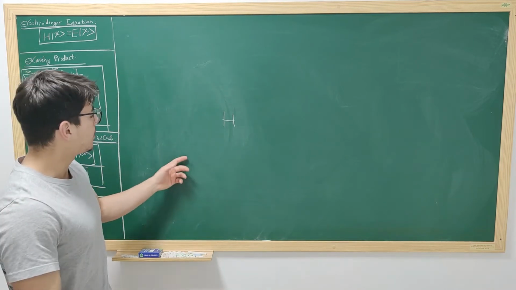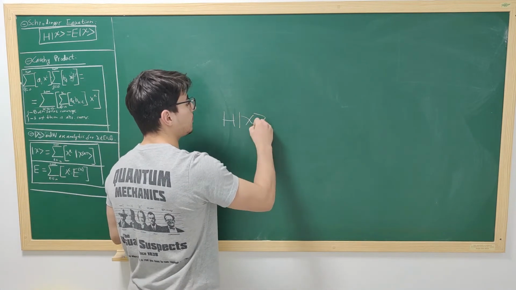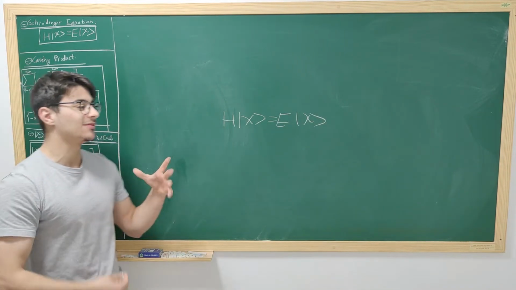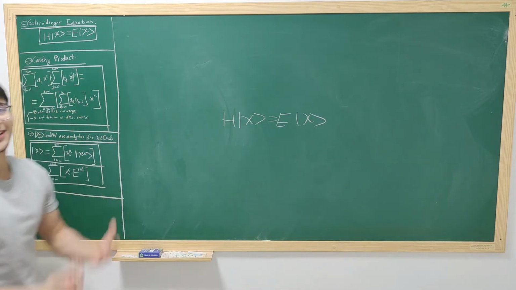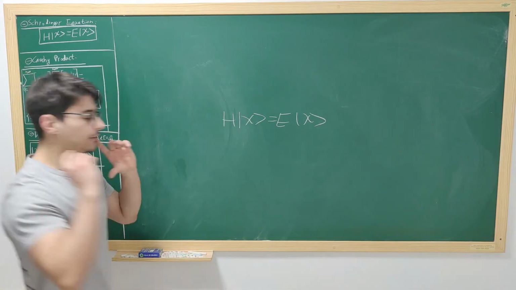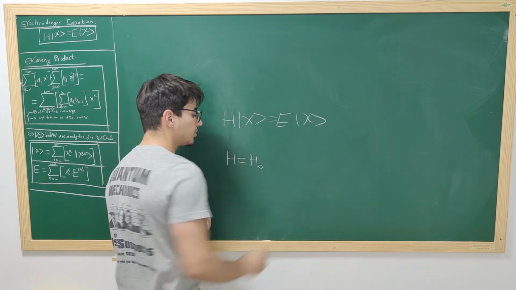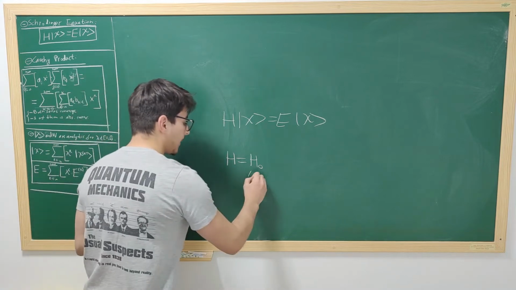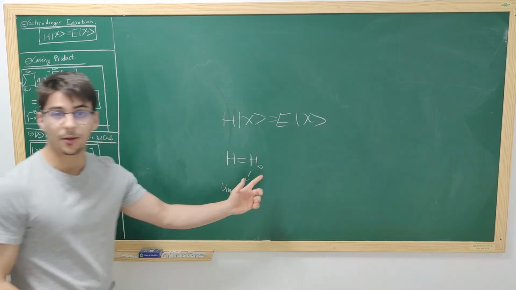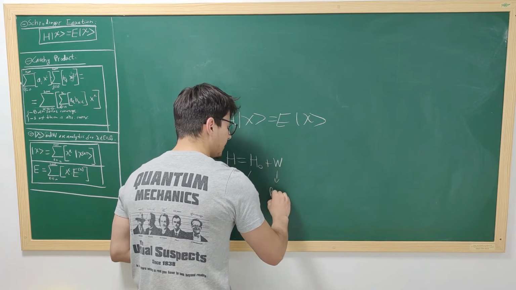So the problem is that we have a Hamiltonian. And of course, we can just say, okay, let's just try to solve this problem. But the thing is that usually this problem is not easy to solve, and in fact, most times it cannot be solved analytically. So what do we do? Well, we say, okay, what if our Hamiltonian can be split into an H0 term, which we will be calling the unperturbed Hamiltonian, and another term that we're going to call W, and this is called the perturbation.